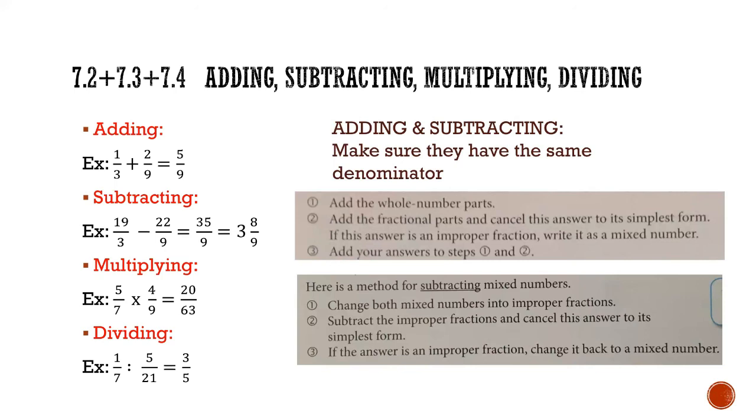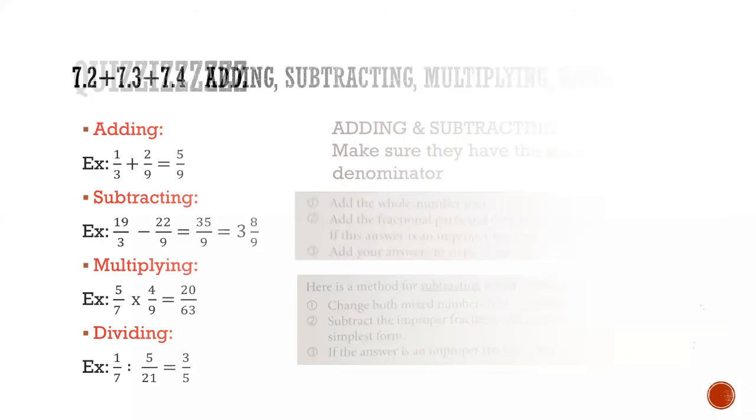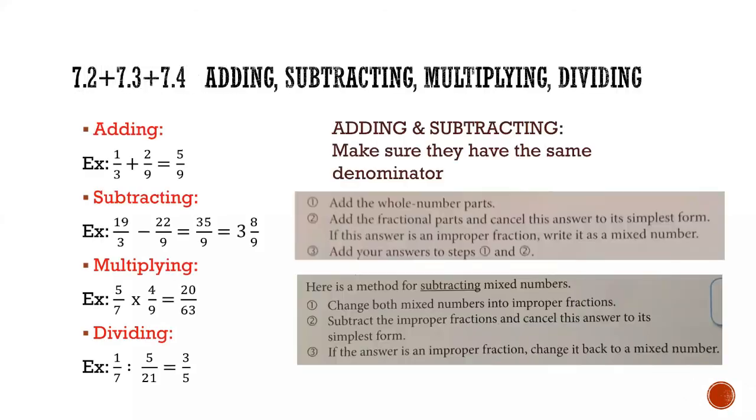Okay, so first of all, you need to add the whole number parts, and then secondly, you add the fractional parts and cancel this answer to its simplest form. If this answer is an improper fraction, write it as a mixed number. And thirdly, add your answers to steps 1 and 2.